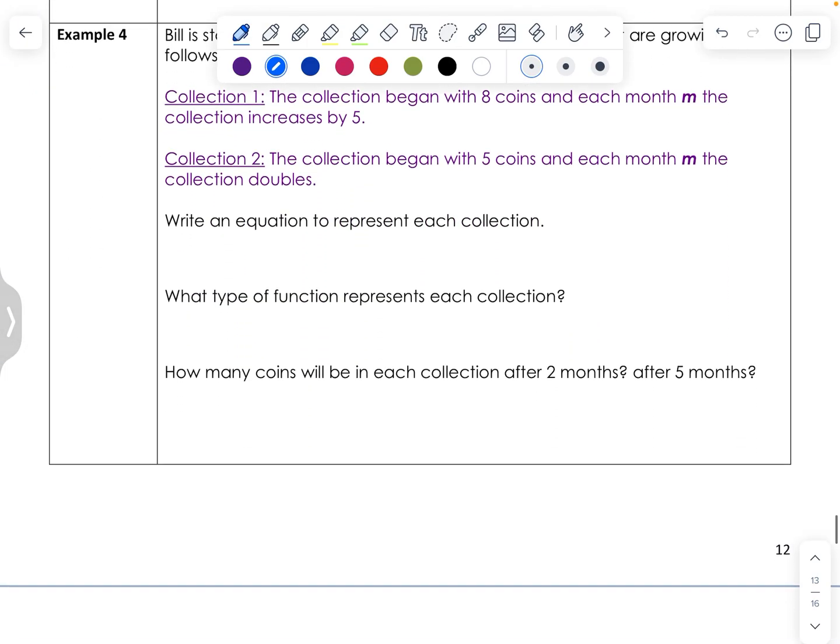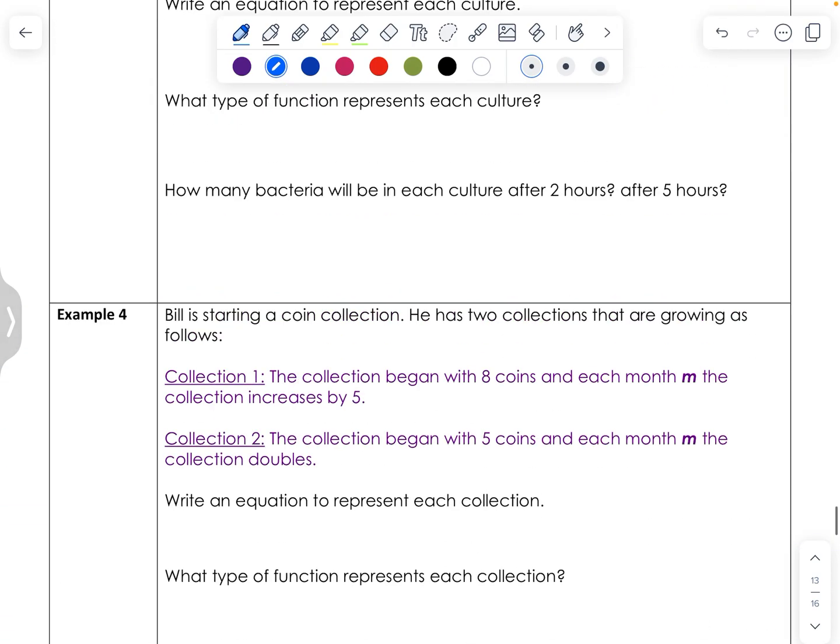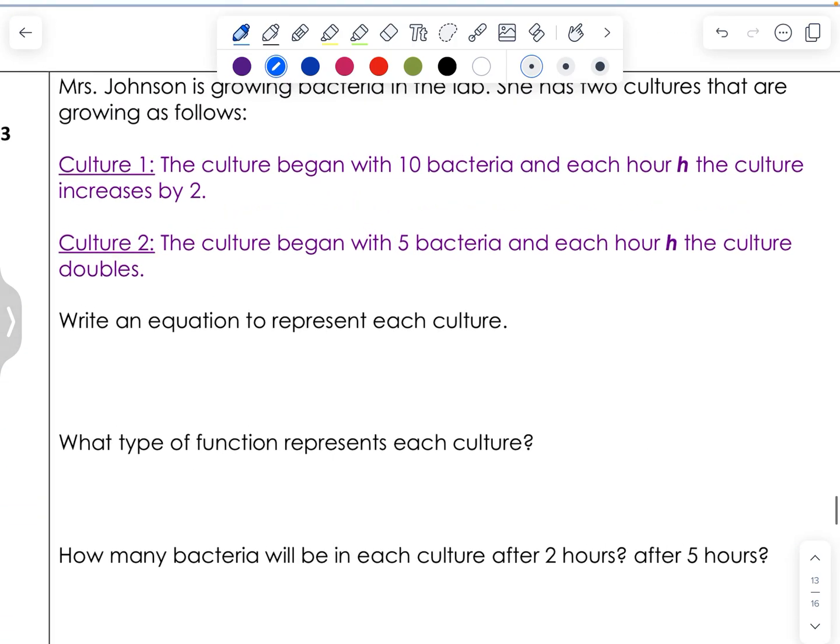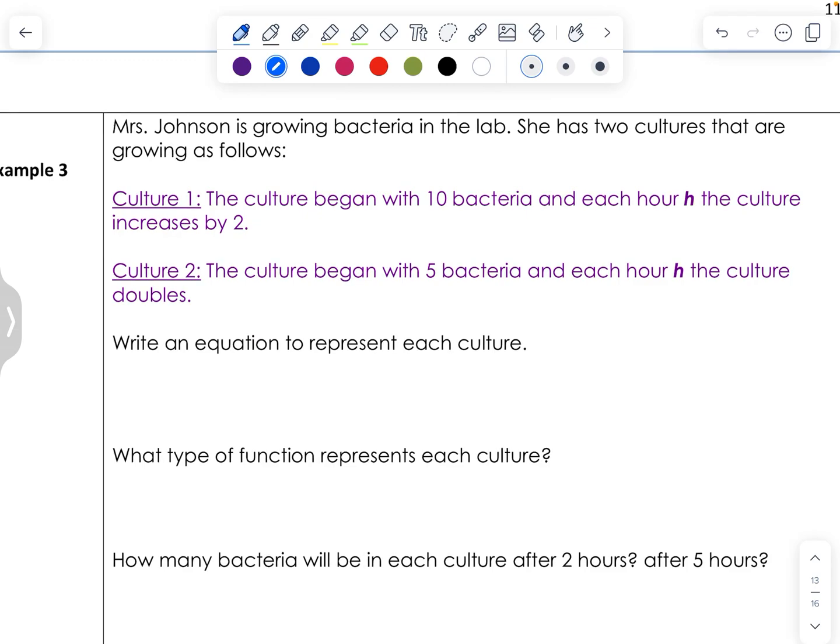And moving on, we're almost to the end here. Both of these examples are very similar to each other. It says Mrs. Johnson is growing bacteria in the lab. She has 2 cultures that are growing as follows. The culture began with 10 bacteria, and each hour the culture increases by 2.